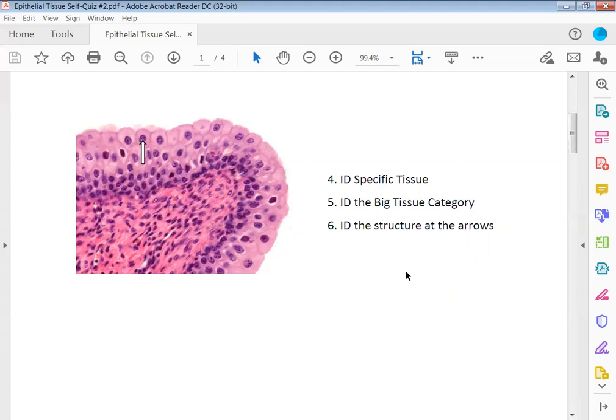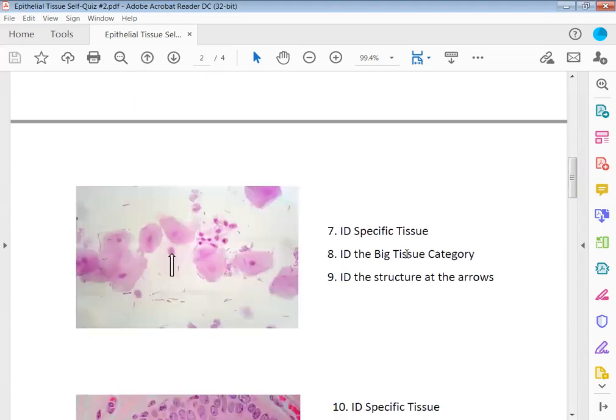Number 6, identify the structures at the end of the arrow. That structure is called a nucleus. Number 7 through 9, identify this specific tissue. Number 7, this specific tissue is simple squamous epithelium.